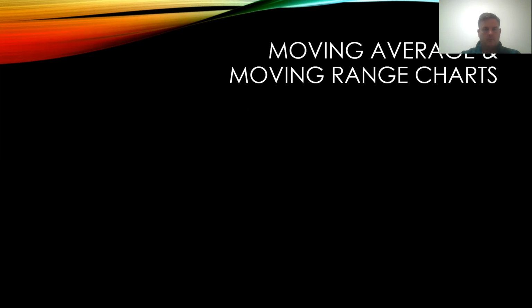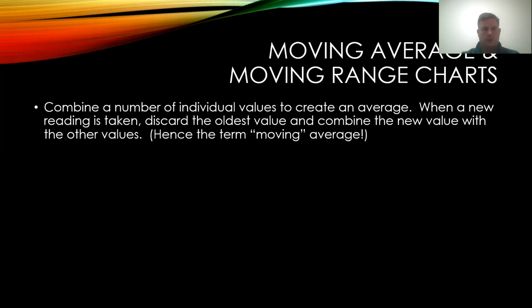So moving on to moving average and moving range charts. Here we combine a number of individual values to create an average. When a reading is taken, we discard the oldest value and combine the new value with the other values, hence the term moving average. So if I've got 5 pieces of data and I get a new reading, I take the new reading and lop off the oldest one. So you're always going after a moving range from that perspective.